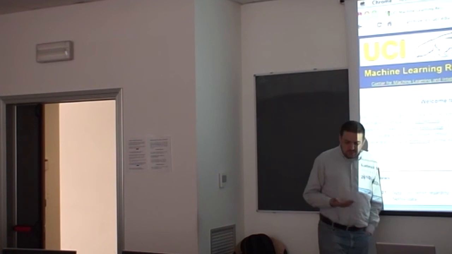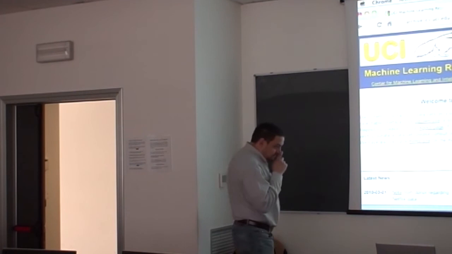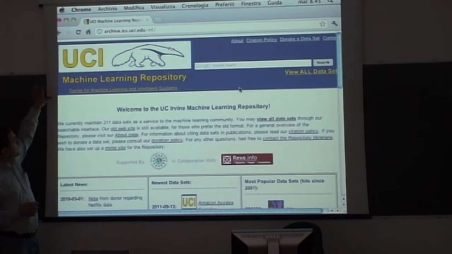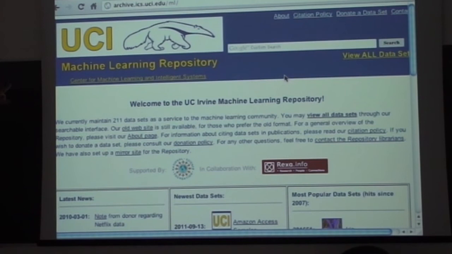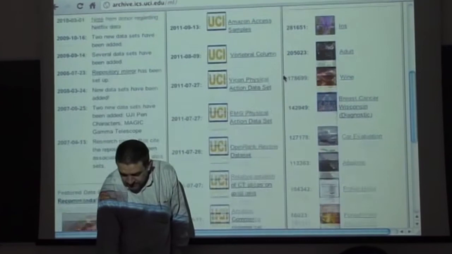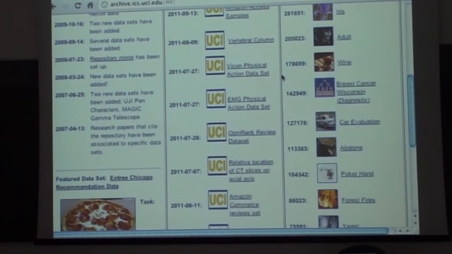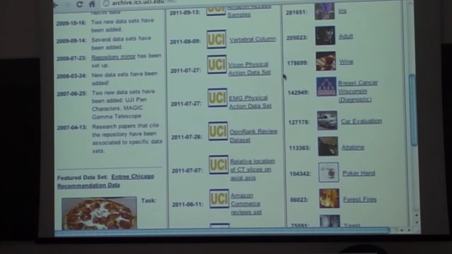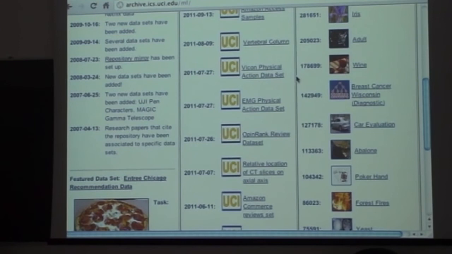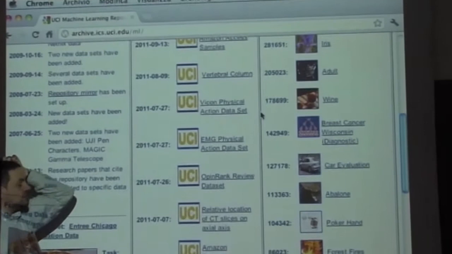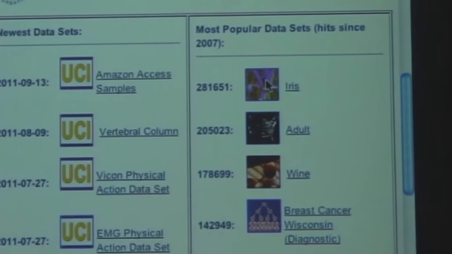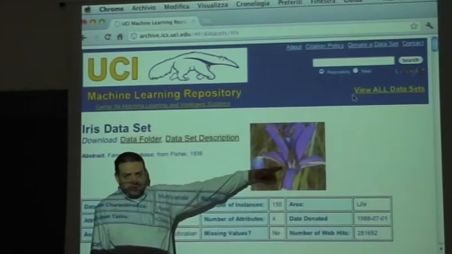To see how we can use self-organizing maps, I propose that we take a look at this website from the University of California at Irvine, which is a repository of many sample data collections that are used by people working on machine learning to test their algorithms. You have lots of different data sets on various topics. For example, the most popular data set is one that involves the classification of the iris flowers.